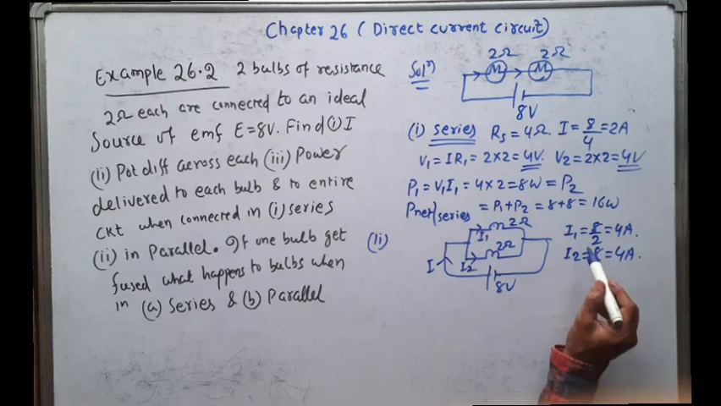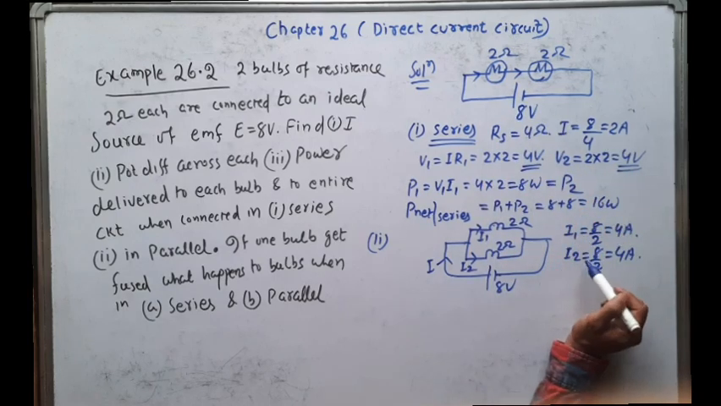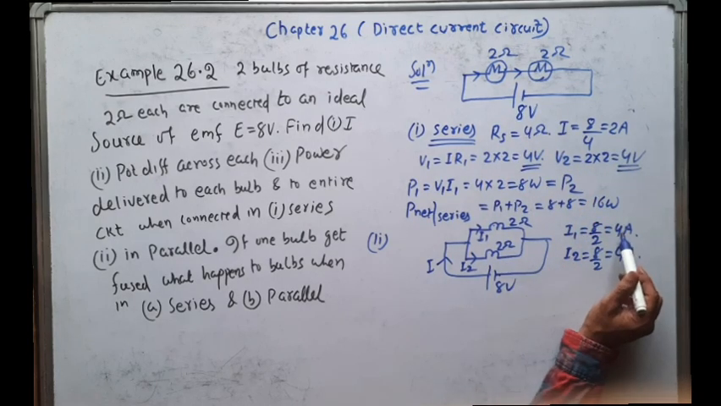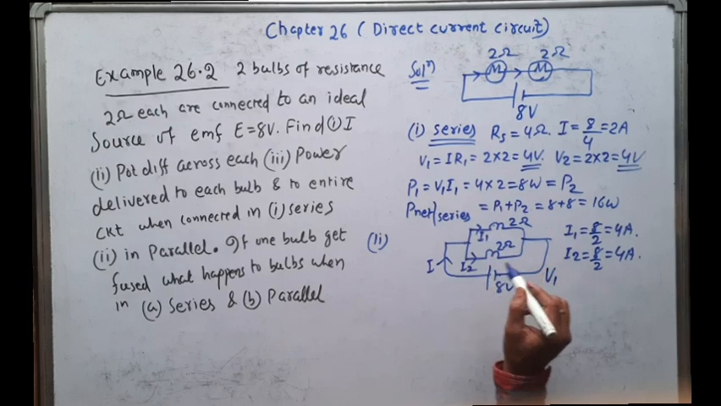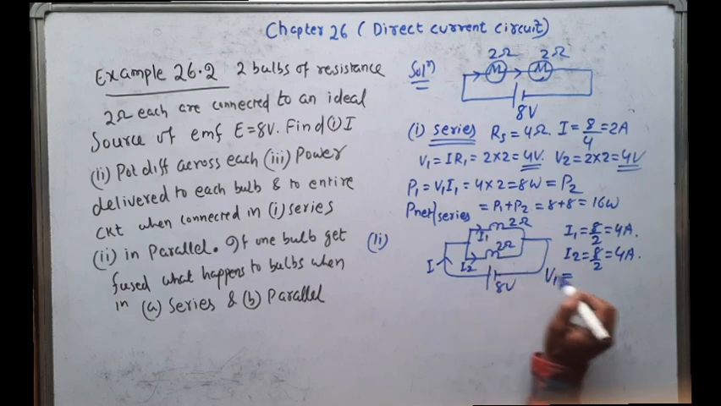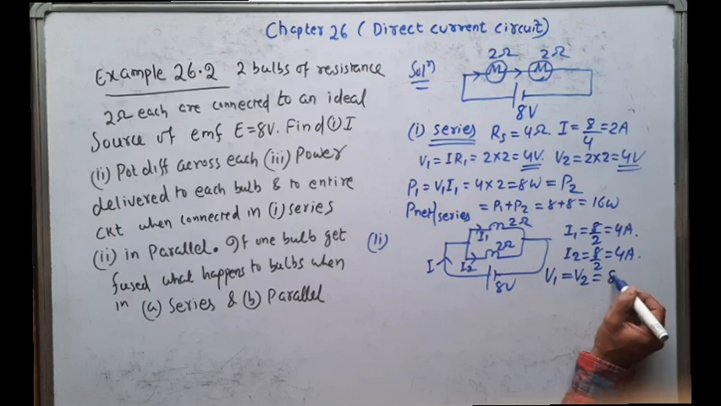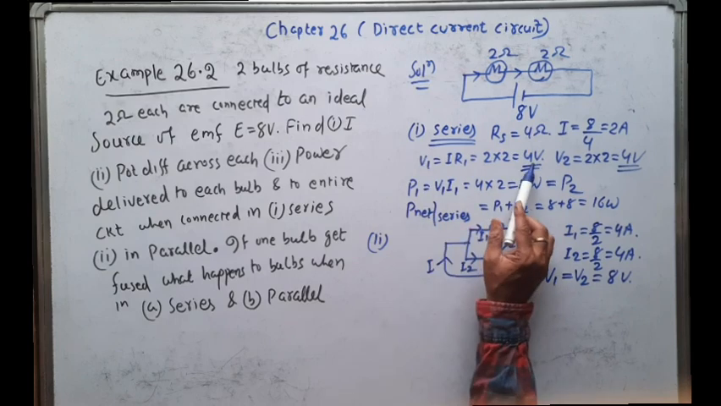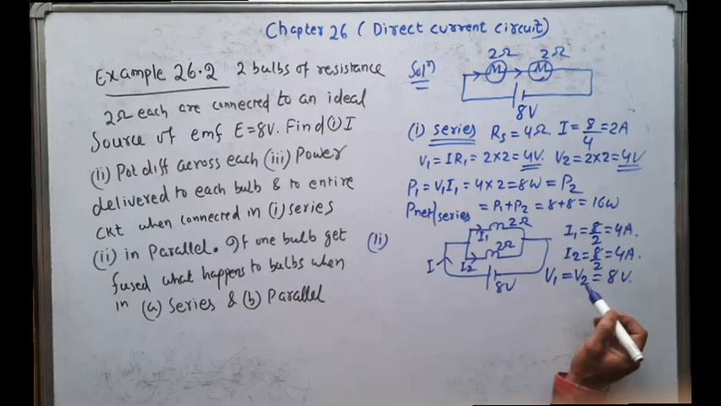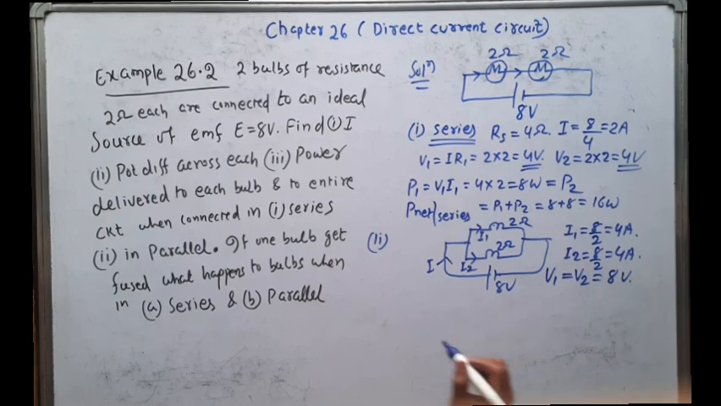Here, the current drawn by the two bulbs in the series circuit was 2 ampere. Now the current through the bulbs increases by connecting in parallel. So this is the current through each bulb. Then what is the potential difference across each bulb? Since both bulbs are connected in parallel, the potential difference across both is the same, V1 is equal to V2, and both are connected to the same 8 volt source. So V1 is equal to V2 is equal to 8 volt. Now compare: in the series circuit, the voltage across each bulb was 4 volt, but here the voltage increases to 8 volt. So voltage increases, current increases, definitely power will increase.